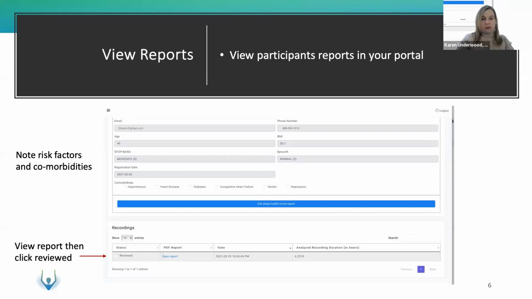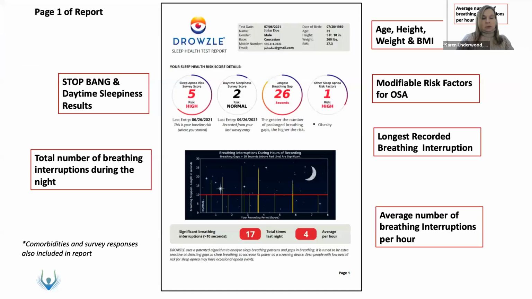It also tells you how much analyzable data, how many hours of analyzable data, are included in this report. So when you click to open up the report, you will see something that looks like this. This is the first page of the report. The patient will also get emailed their own copy of this report.